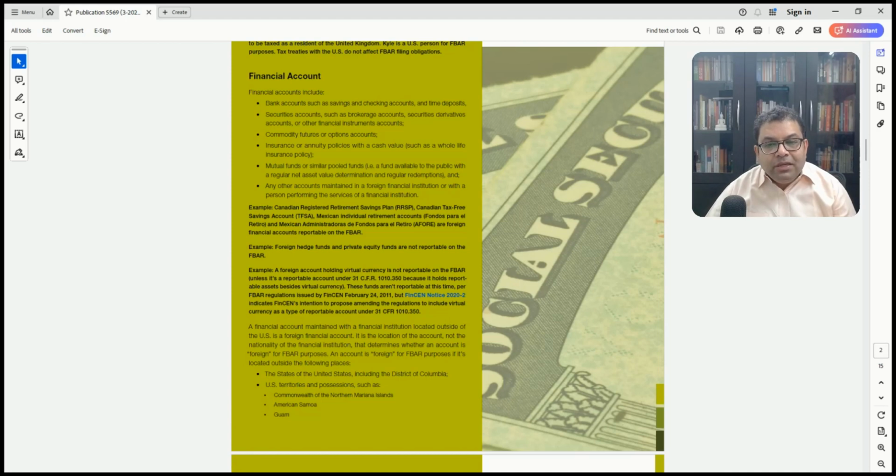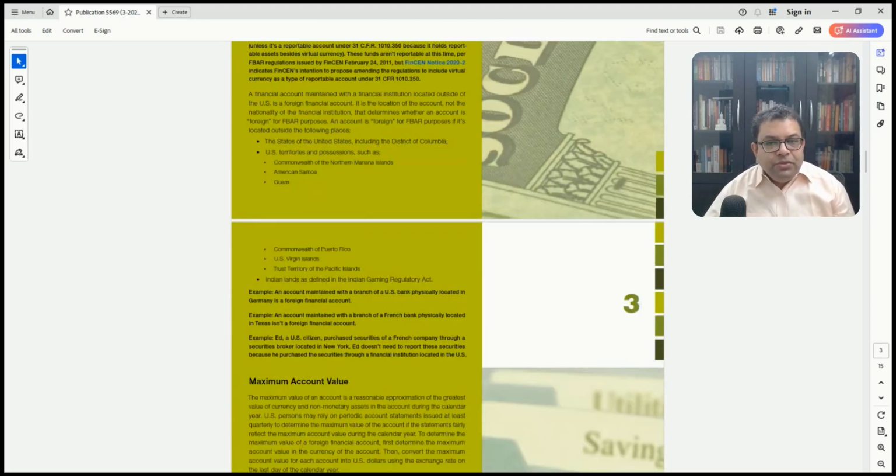Then any other account maintained in a foreign financial institution, right? So for example, the Canadian Registered Retirement Savings Plan, RRSP. These are all included. For example, in India we have the National Pension Scheme, and NPS will qualify. A PPF account will qualify, right? Now, foreign hedge funds or private equity, since these are private funds, they will not qualify, right? So you need to be clear on what accounts you need to report. There are certain examples that are given.